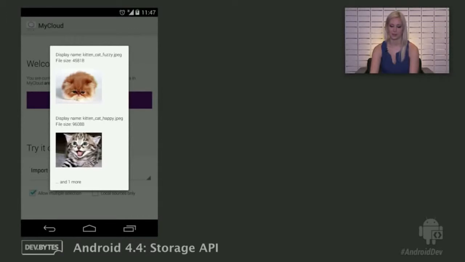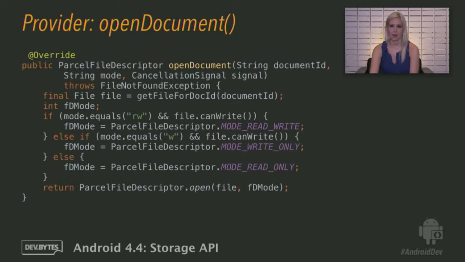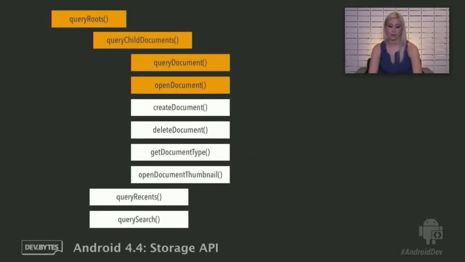So one or both of query document or open document will get called when the user selects a document. Query document returns the same information that was passed in query child documents, but just that specific file, just the one of them. Open document returns a parcel file descriptor, which another application can use to stream data. You can see that we're setting the access mode, and the system takes care of issuing URI permission grants for us. Those first 4 are enough to get your content provider up and running.